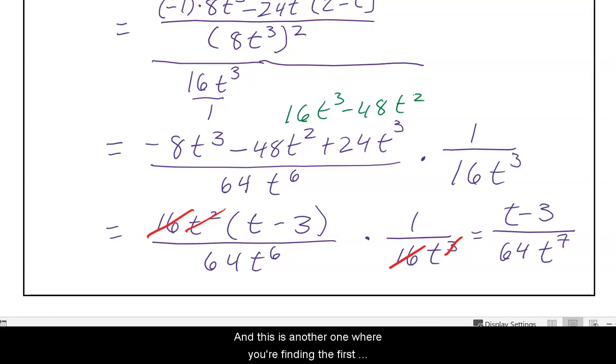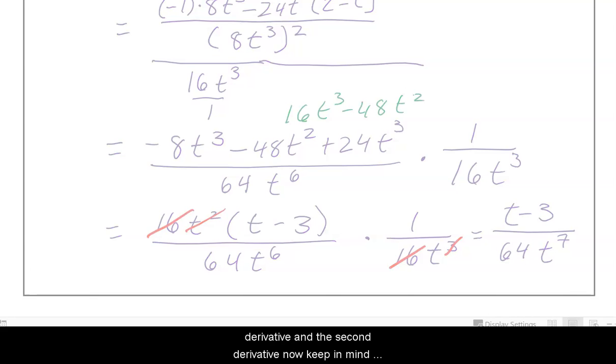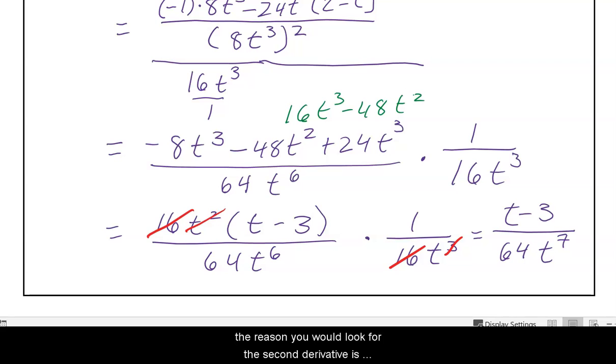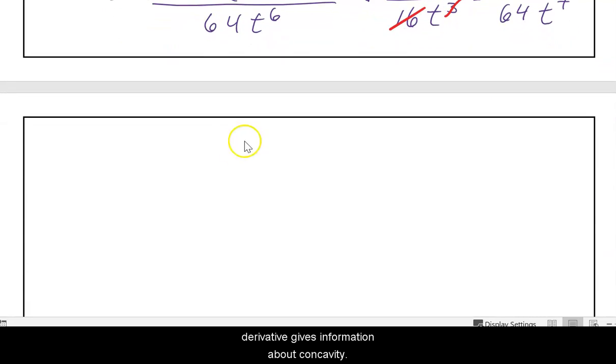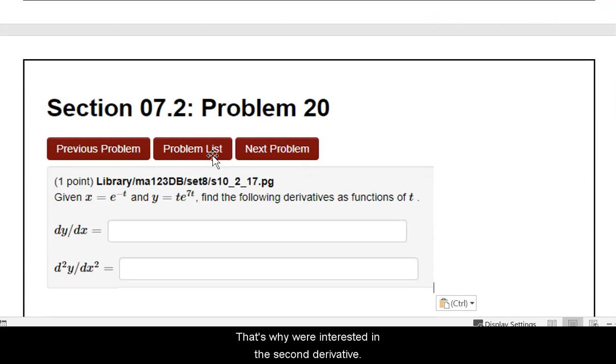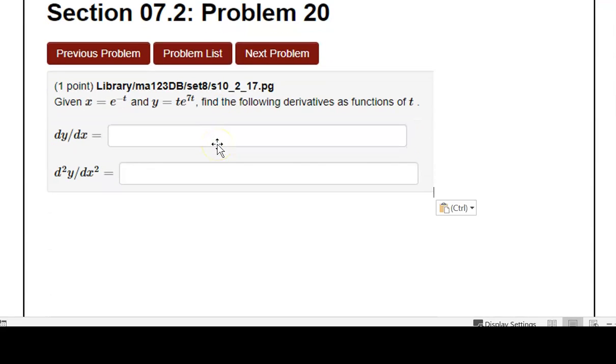And this is another one where you're finding the first derivative and the second derivative. Now keep in mind, the reason you would look for the second derivative is because you want to know something about where it's concave up and concave down. And the second derivative gives information about concavity. So that's why we're interested in the second derivative. So we're looking at this problem, again, looking for dy/dx and the second derivative with respect to x.